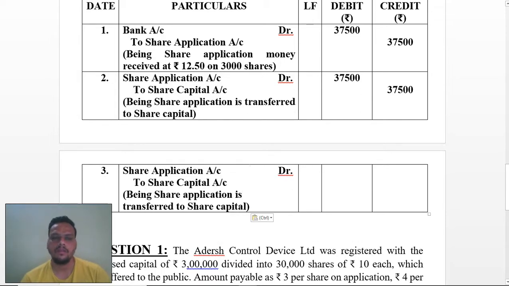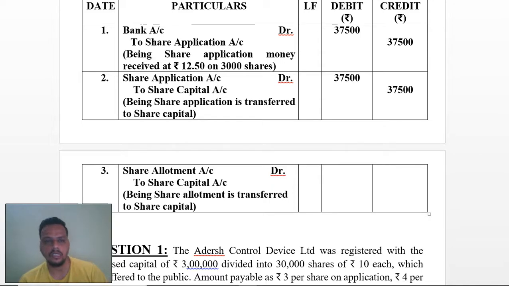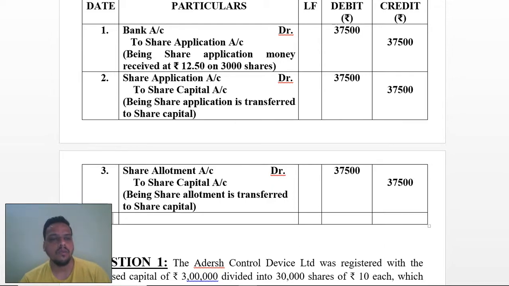Okay, here I am going with the allotment now. So I'll change this share application to allotment account debit to share capital. My being will also be changed, because we are on due. So here also I'll change the content: share allotment is transferred to share capital. The amount will remain the same, 37,500. Now we are going with the receiving of allotment.